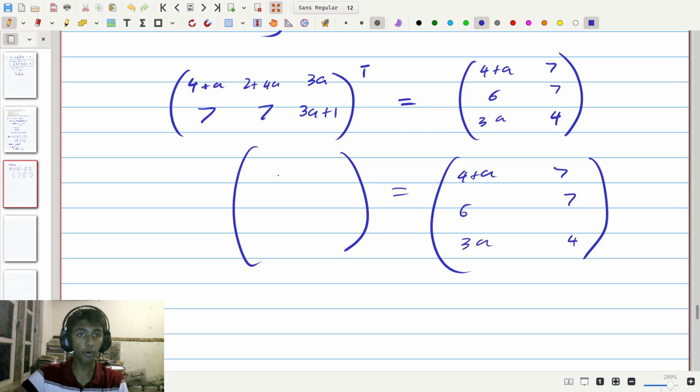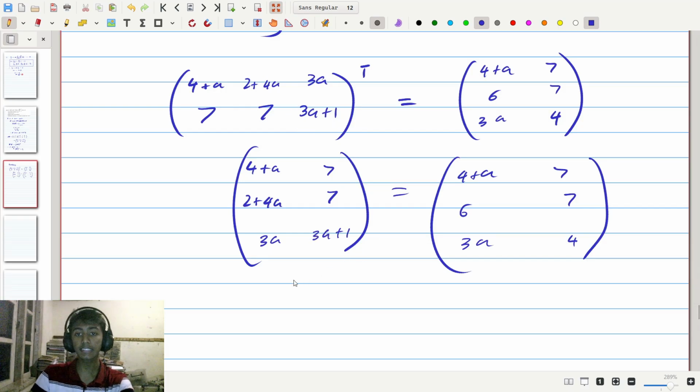And if we transpose, 4 plus A is in the 1, 1 position, which means it stays at the 1, 1 position, so 4 plus A. This thing is in the row number 1, column number 2 position, so it becomes column number 1, row number 2, which is going to be here. So we have 2 plus 4A there. This thing goes here, this thing goes here, and then this 3A goes here, and finally this 3A plus 1 goes here.